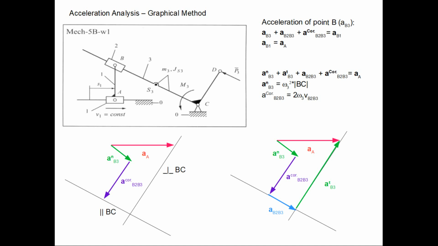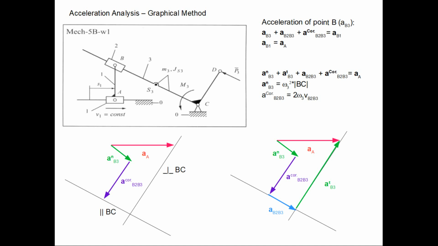So it's 2 omega free times VB to be free, because this is given to us by a vector product, and direction is also given to us by a vector product 2 omega free cross VB to be free, and the vectors omega free, VB to be free, and Coriolis acceleration vector must form a right-handed coordinate frame. Therefore we know the direction due to the vector product and the values, because omega free and VB to be free have already been computed.